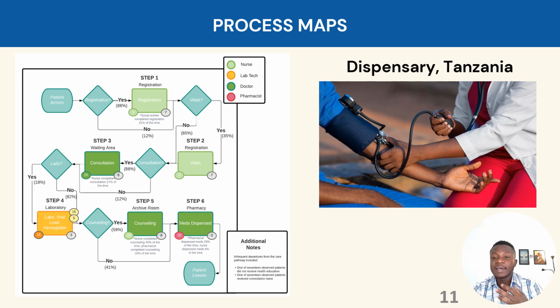So by looking at the colors associated with each step, we can also identify the cadre of people who are delivering or not delivering at each step in the process.